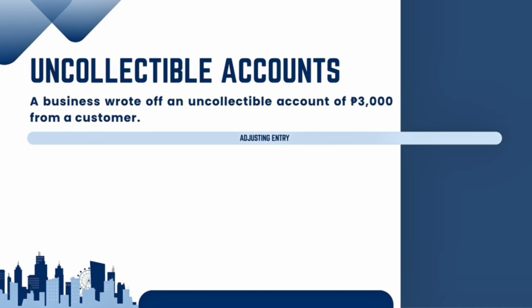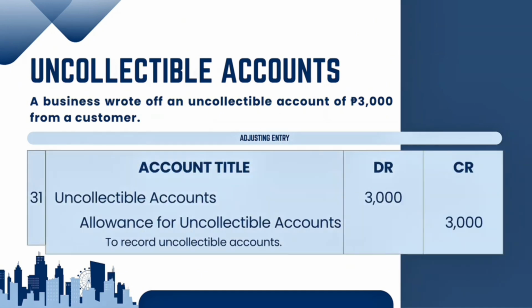Journal entry. To write off the uncollectible accounts, we debit uncollectible accounts and credit allowance for uncollectible accounts for 3,000 pesos. This entry removes the customer's balance without affecting expenses again, since the expense was already recorded earlier. In conclusion, recording bad debts ensures that financial statements are accurate and realistic. It helps businesses prepare for credit risk and maintain reliable accounting records.